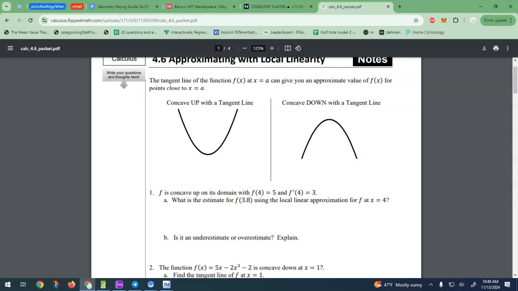You've got to know how to do the problems I'm going to show you, and then tell me if the problem is an overestimate or underestimate. And these aren't bad. Can I erase that stuff? We'll look at the first problem here.